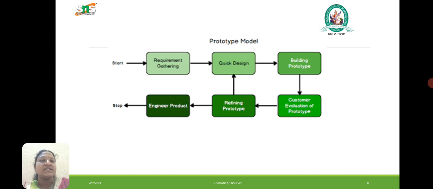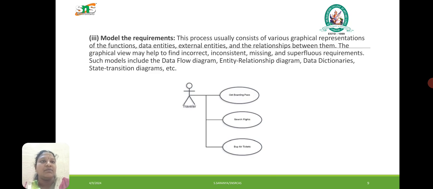Here we start with requirement gathering, next is quick decision, building the prototype, customer evaluation of the prototype, next redefining the prototype, again we do the quick decision and build the prototype. This process will be repeated, refining the prototype. Last one is engineer the product.